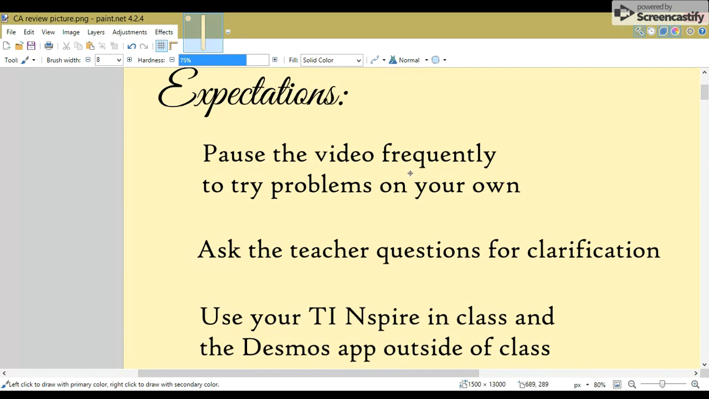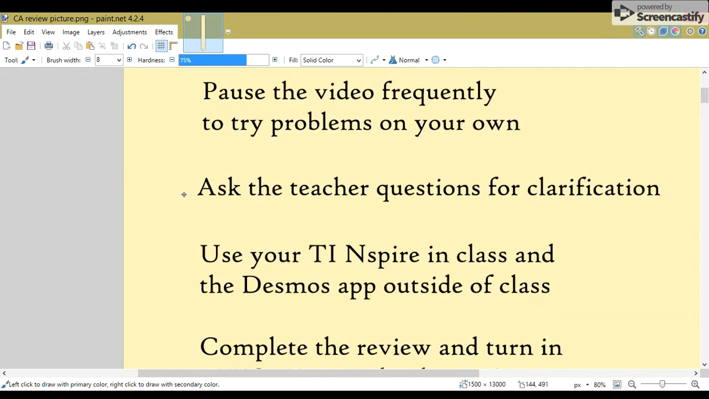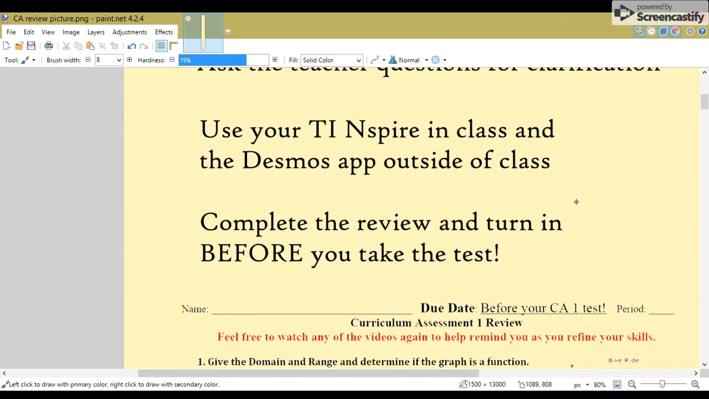Pause the video frequently to try problems on your own. Ask the teacher questions for clarification. Use your TI Inspire in class and the Desmos app outside of class. Complete the review and turn in before you take the test.